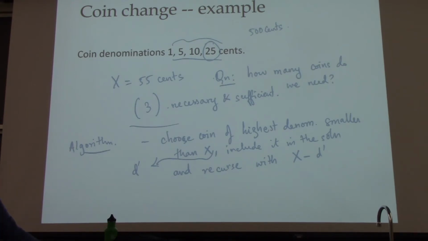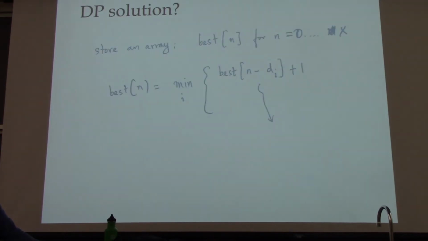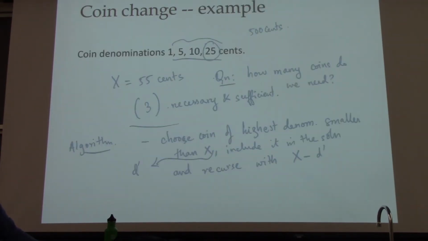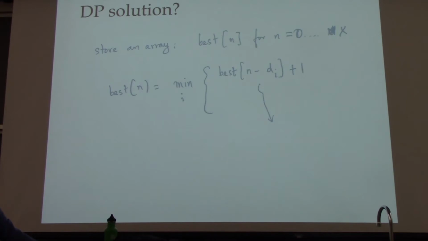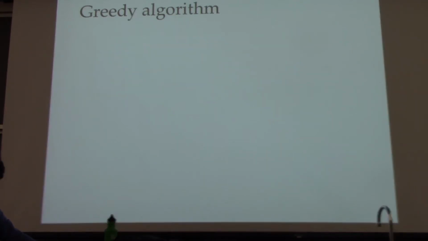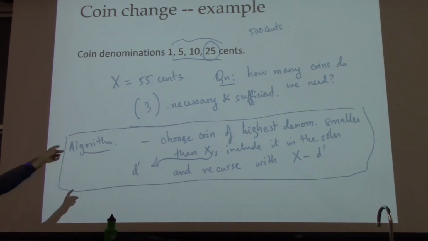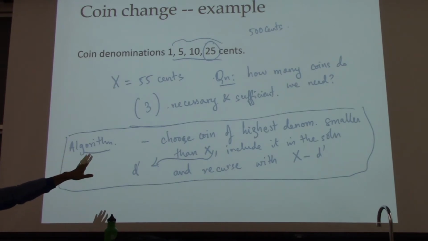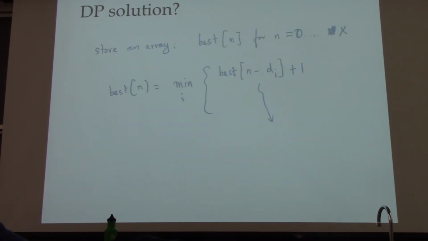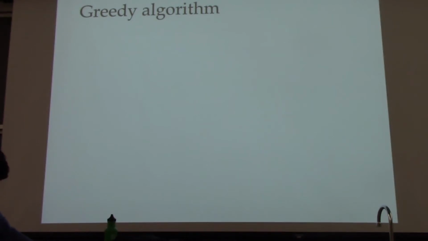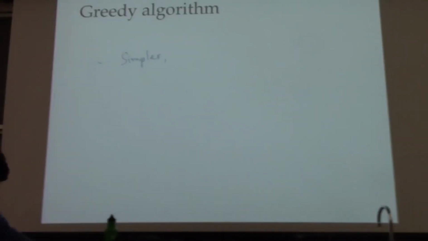So this algorithm won't always give the right answer. That's what we'll get to. The greedy algorithm won't always give the right answer. Okay, so the greedy algorithm is something that I just wrote down. It is: choose the coin of highest denomination smaller than x, and then recurse with x minus this coin. So this is actually a much simpler algorithm. It is simpler, easy to implement.